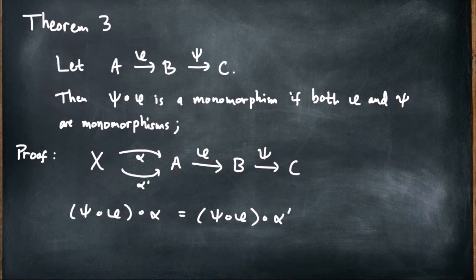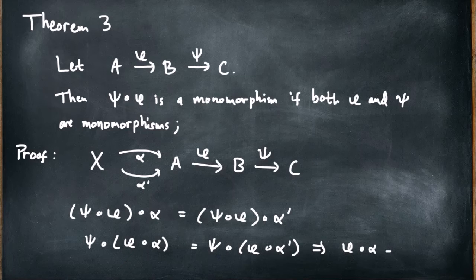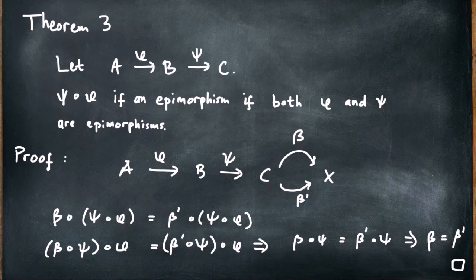Now from the condition of associativity, we know that psi dot phi dot alpha is the same as psi dot phi dot alpha prime. But since psi itself is a monomorphism, then we must have phi dot alpha equals phi dot alpha prime. But now, since phi itself is a monomorphism, then alpha is the same as alpha prime. And similarly for the epimorphism.